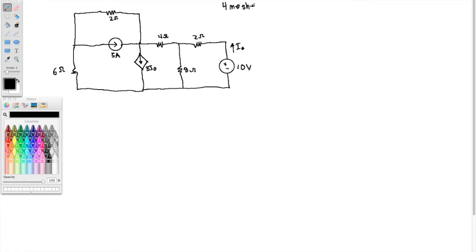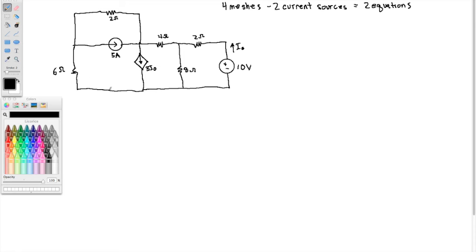But how many current sources do we have? Well, we have the dependent one and we have the independent one. So 4 meshes minus 2 current sources equals 2 equations. So all we need are 2 equations here.